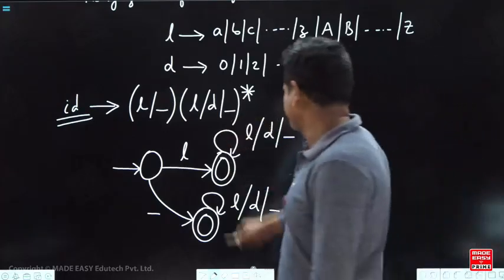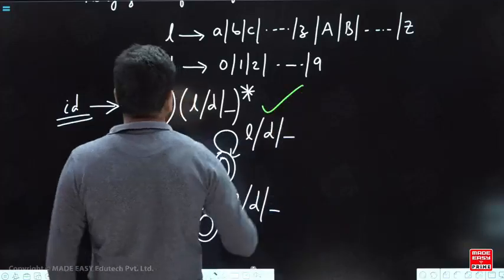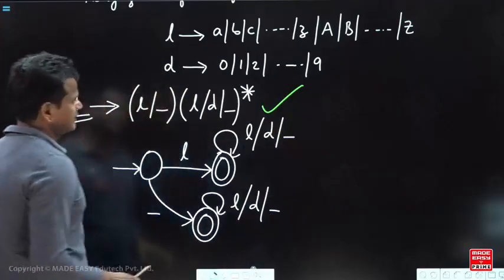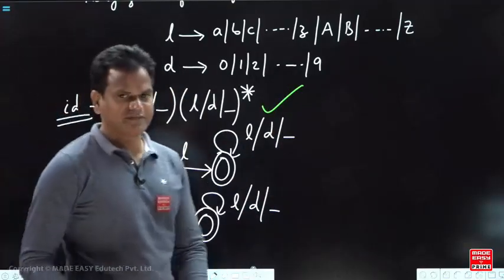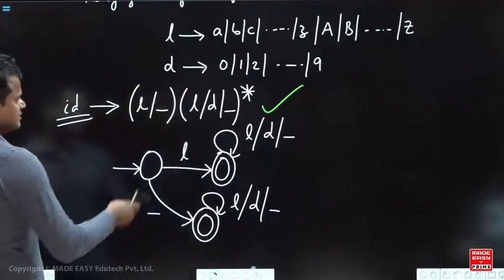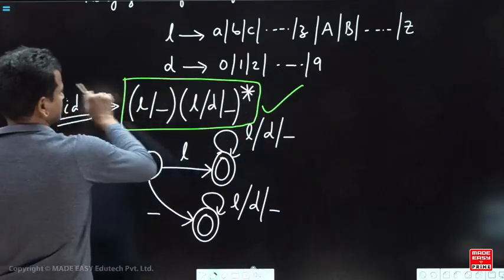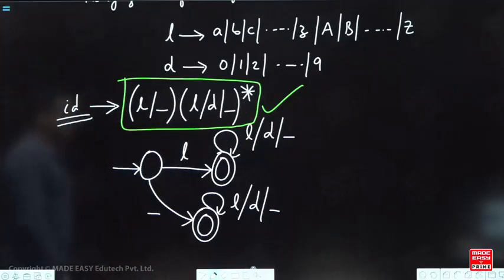Yeah, this is the final one. Initially, I had not made it perfect because some of your friends joined only yesterday. They don't know everything about regular expressions. That is the reason I had not given it. But the final one is this. So this is the automata.